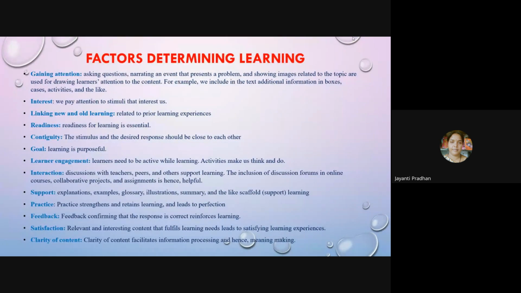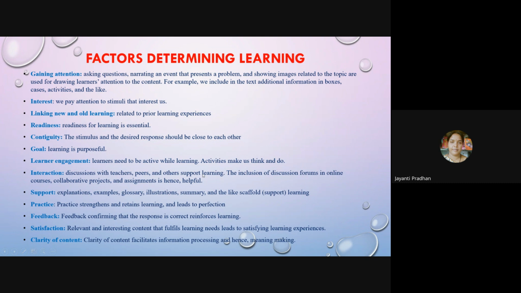Then support through explanation, examples, glossary, illustration, and summary. We all know that such support also helps enhance our learning level. Then practice: we should practice, because practice strengthens our learning and leads to perfection. Then feedback reinforces learning; feedback motivates the child to do even better, so it is also a very important aspect of the learning process. Then satisfaction.